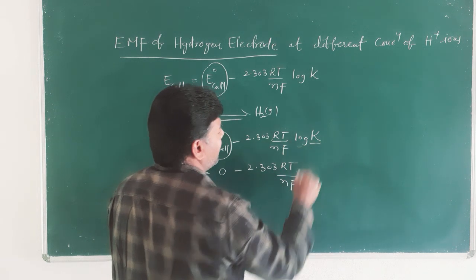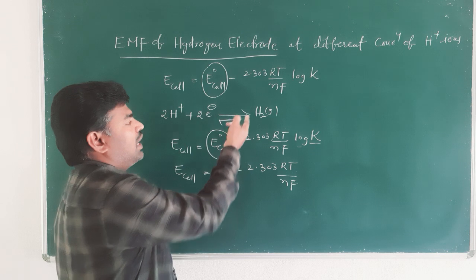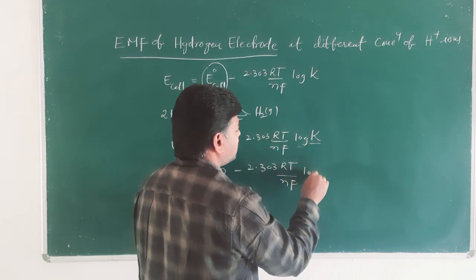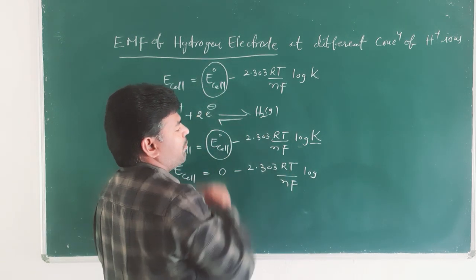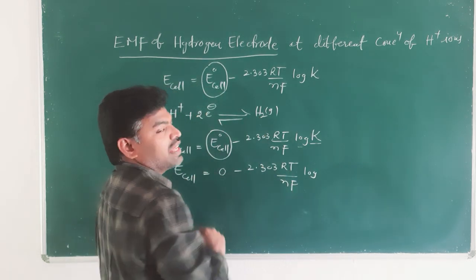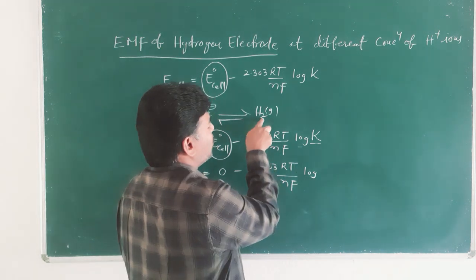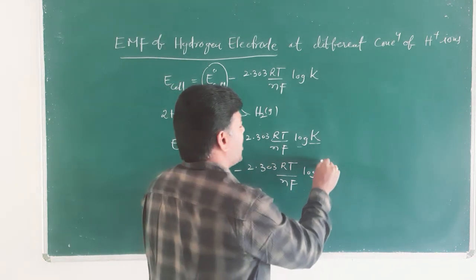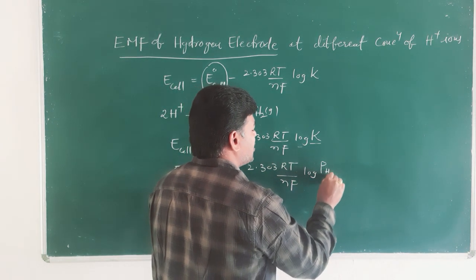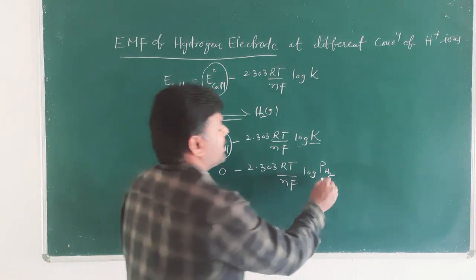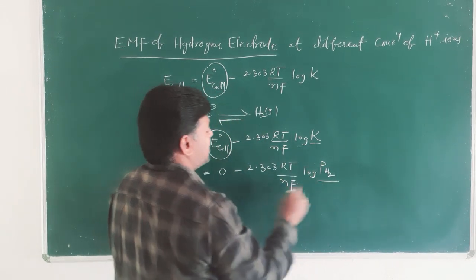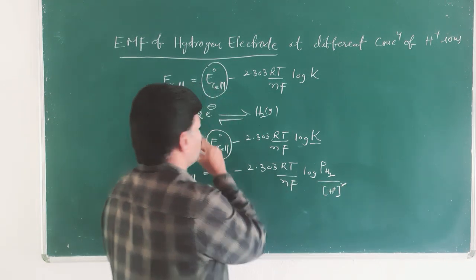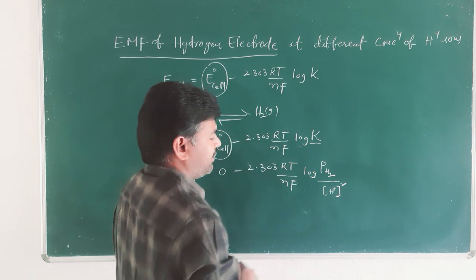Here K is the equilibrium constant. How can we write that equilibrium constant? It is the concentration of products by the concentration of reactants. Here the product is hydrogen gas, and for gases we express their concentrations in partial pressure. So, the partial pressure of H2 gas by the concentration of H plus ions, and the coefficient is 2, that is why I write the square, right.